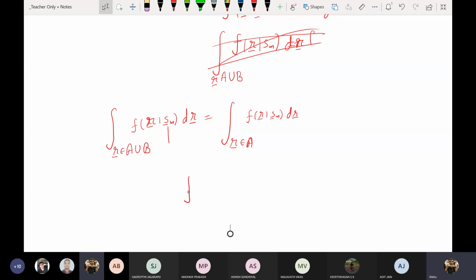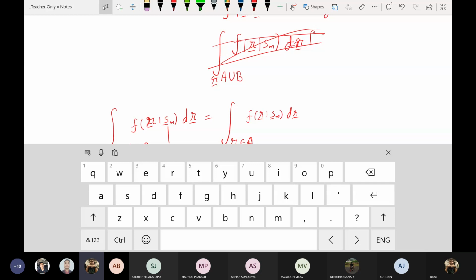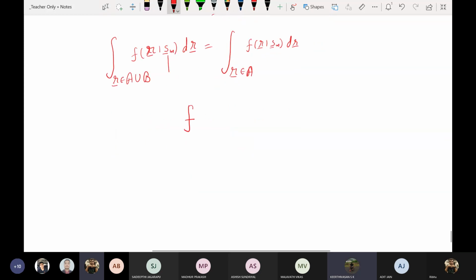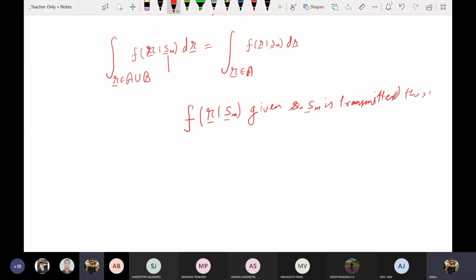This f of r given sm is the density given that sm is transmitted. This is the next.